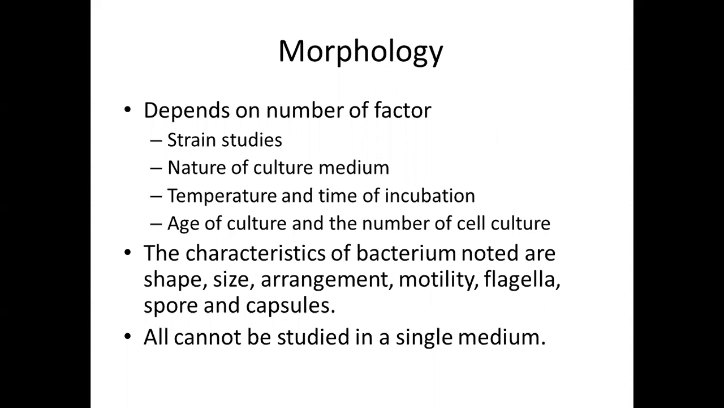Moving on to the first one, morphology depends on a number of factors, such as the morphological structures, stain studies, nature of the culture medium, temperature and time of incubation, age of the culture, and number of cells cultured. The characteristics of a bacterium are noted in the form of shape, size, arrangement, motility, flagella, spores, and capsules. All the morphological characteristics cannot be studied in a single medium, but each has to be studied in a separate medium.